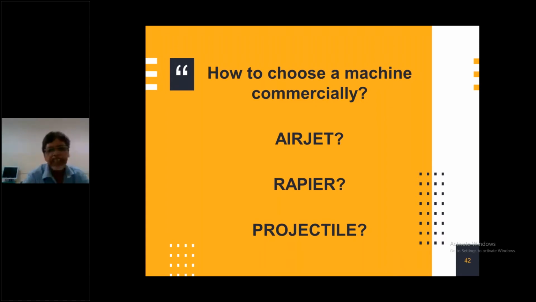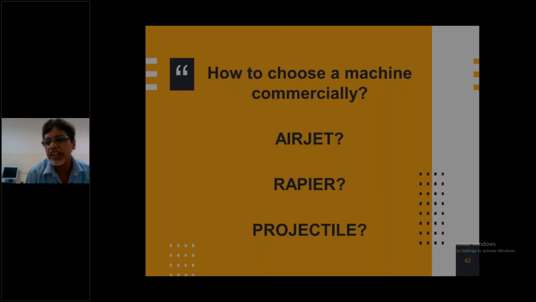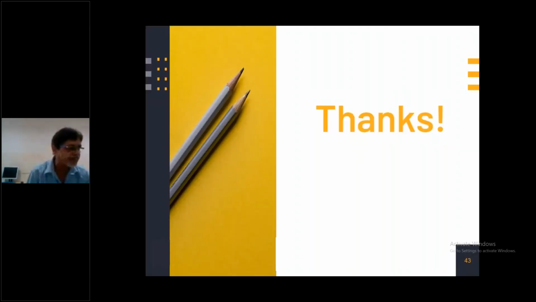And that's why all three machines coexist in the commercial arena even today, because they have their own advantages and disadvantages and areas of use, and you have to choose the right kind of machine for your need, so that you can work on it. Which machine can fit into your commercial use.